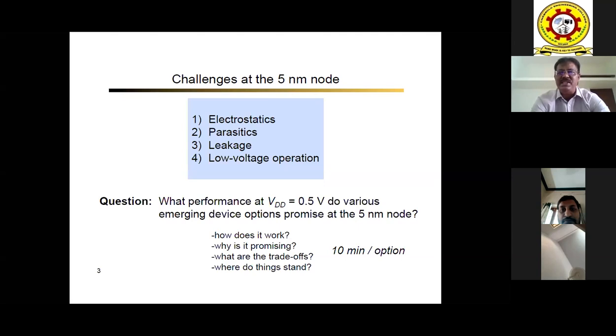In such a case, what kind of devices should you be looking into to fulfill your performance and requirements? How does the device work when you're giving 0.5 volts as your VDD? How does it work, and why is it promising? A conventional FET doesn't function anymore beyond the 20 nanometer node. Then how about the other promising devices? What trade-offs should we look into while focusing on certain design parameters? And where do we actually stand at the moment?